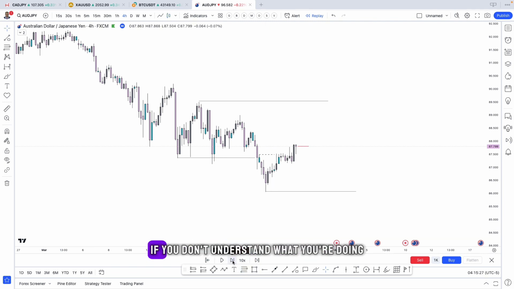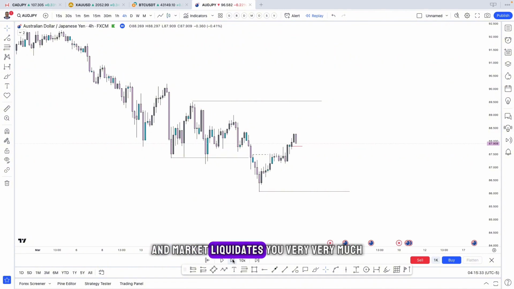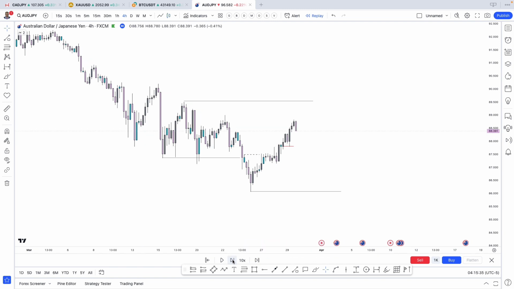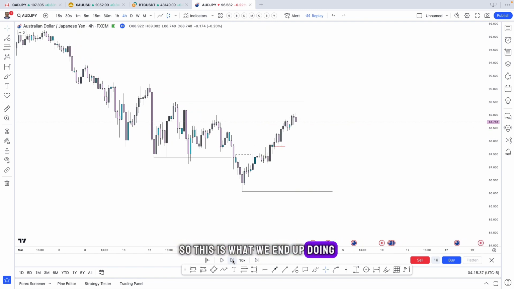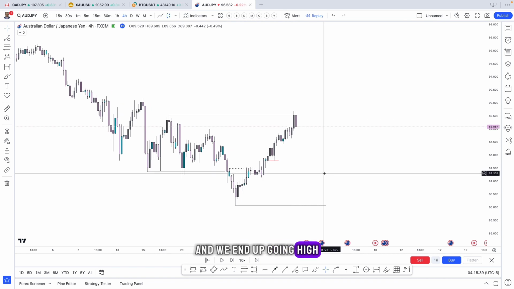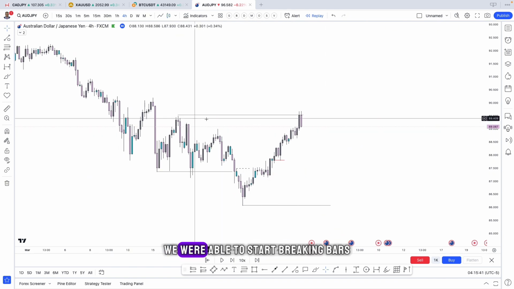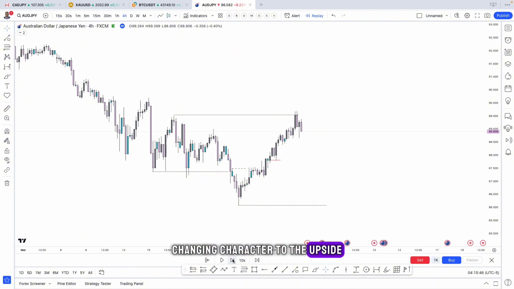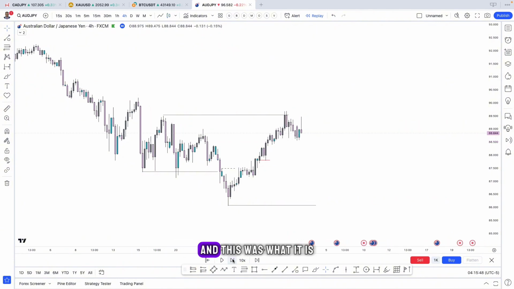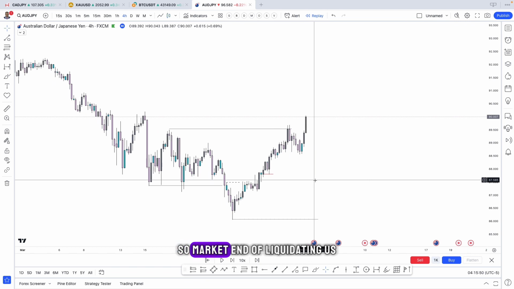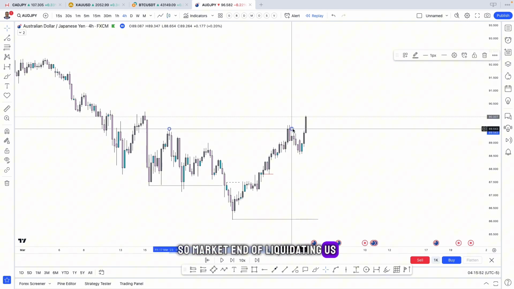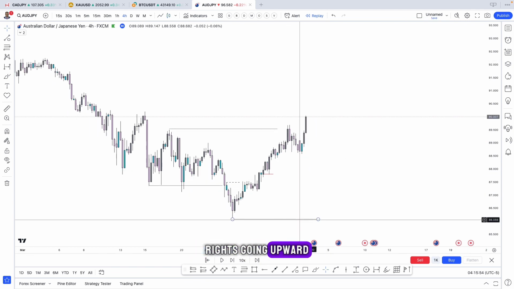That's why, most of the time, if you don't understand what you're doing, you can be on the 50% zone and the market liquidates you very, very much. So this is what we end up doing, and we end up going high. Unfortunately, we were able to start breaking bars, changing character to the upside. So the market ended up liquidating us, going upward.